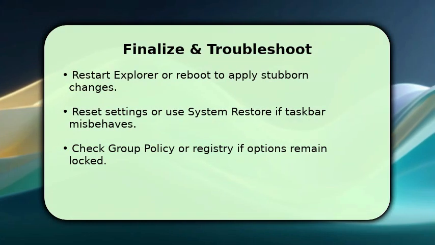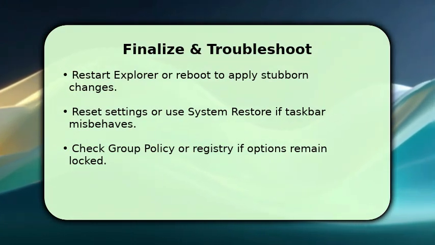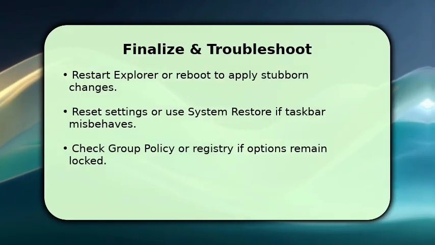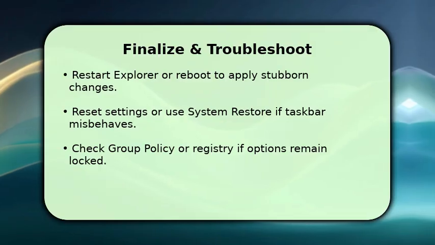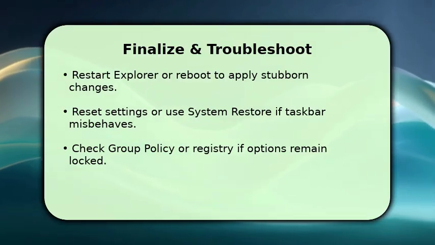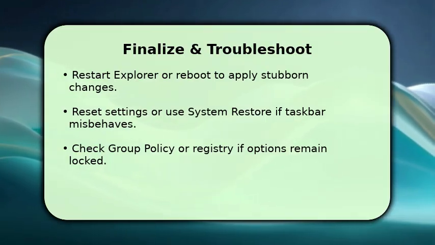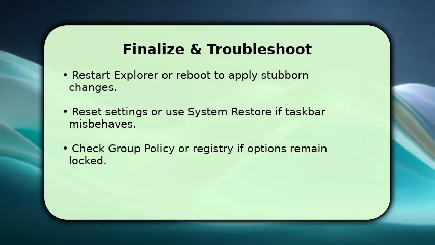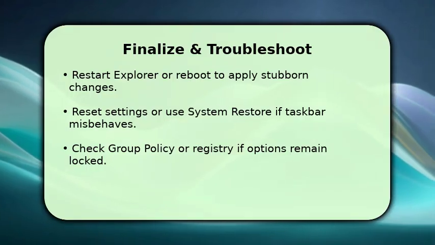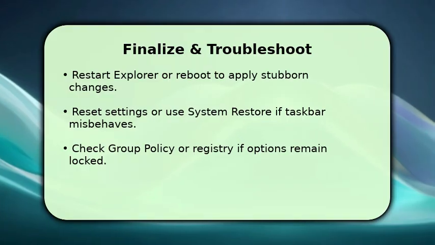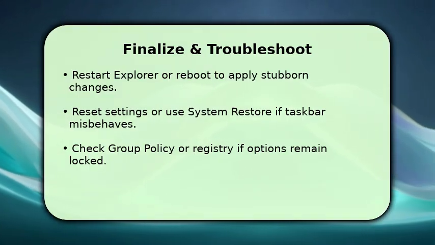Open and close apps, change screen resolution, and use full screen apps to confirm auto hide. If changes don't apply, restart Windows Explorer via Task Manager or reboot. That often forces an update. If the taskbar still misbehaves, reset the taskbar settings, run a system restore point, or inspect group policy and registry keys that might lock settings. One key tip: restart Explorer before more invasive fixes to avoid.